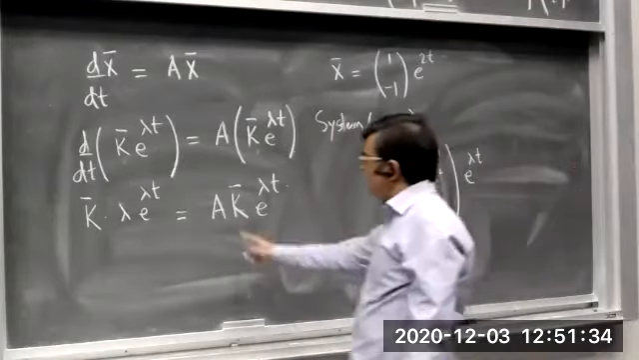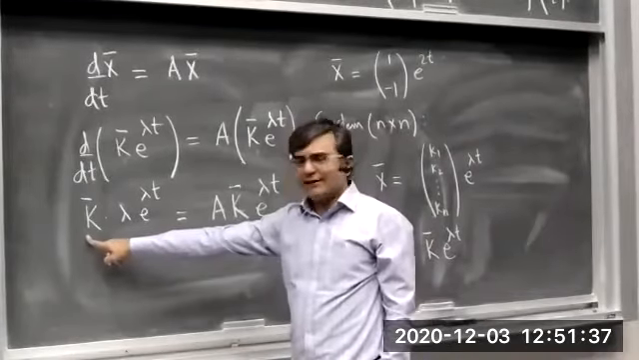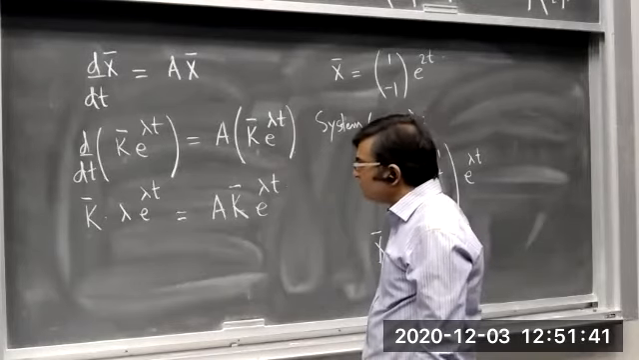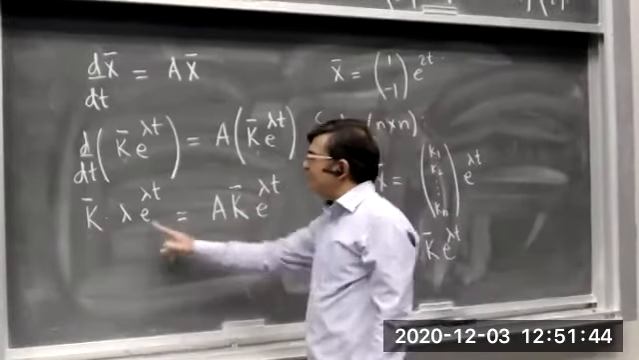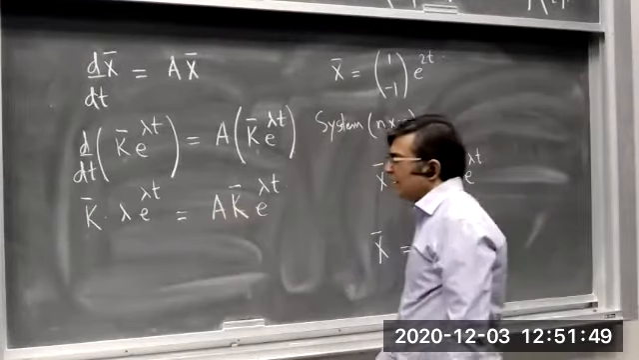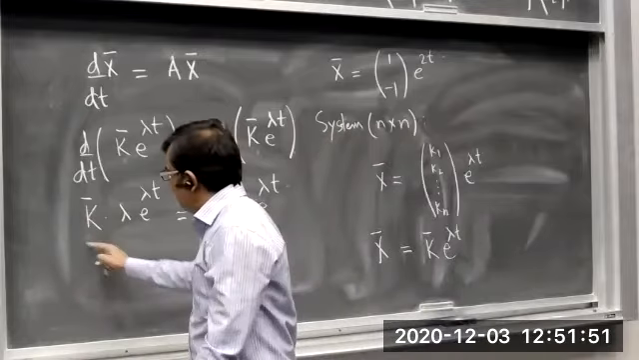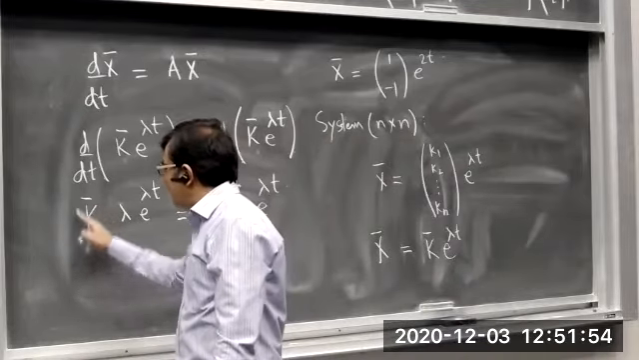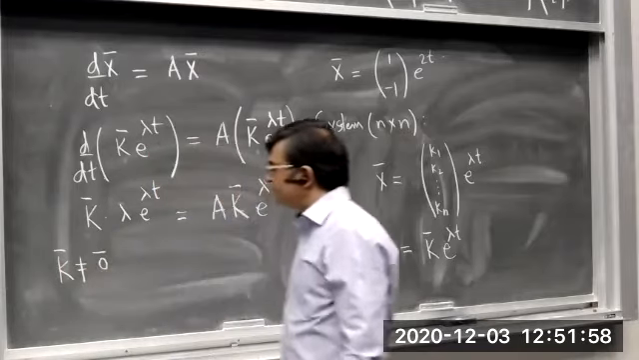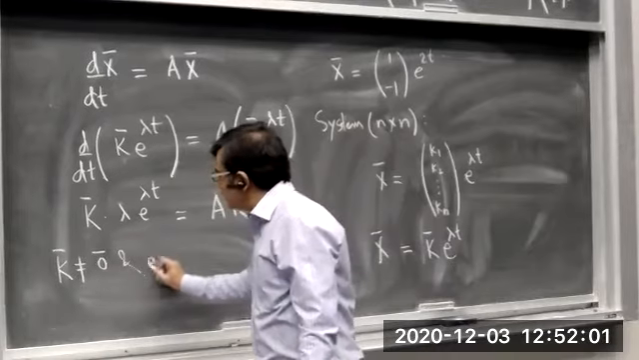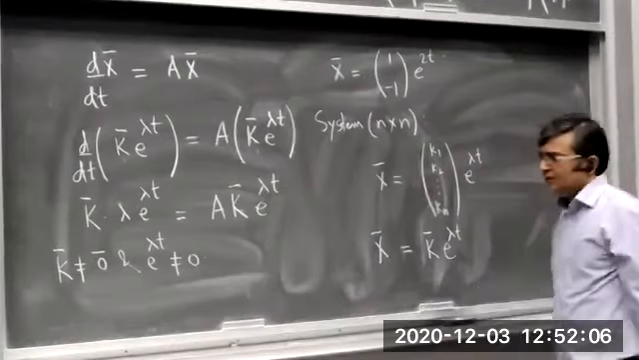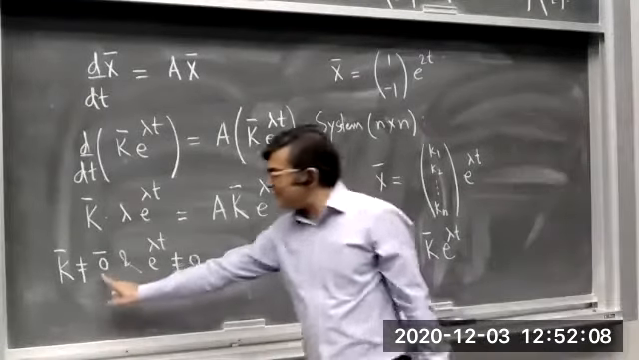Now this K vector and this K vector are identical, and e raised power lambda t and e raised power lambda t are also identical. We assume that K vector is not a zero vector, and also the exponential function e raised power lambda t is never zero.